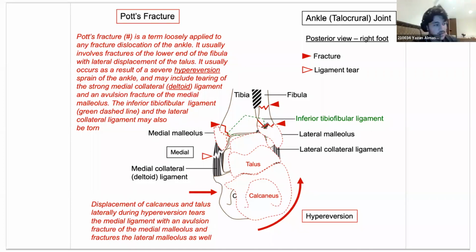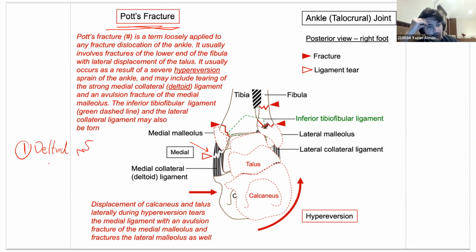Now what is Pott's fracture? In a lot of people who have hypereversion, not only will they affect the deltoid ligament, but they will also have other things. They're summarized in 3 things. First, as we discussed, the deltoid ligament is going to be torn.